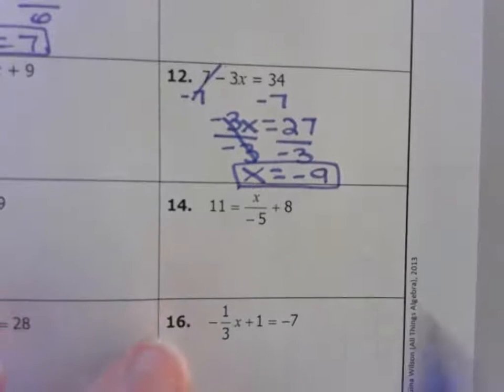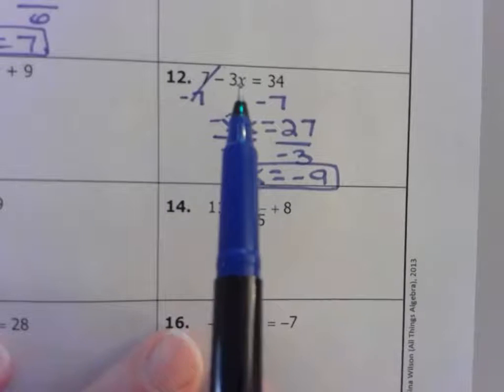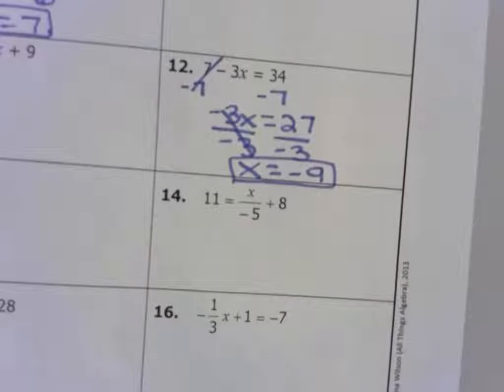Always plug it back in. Negative 3 times negative 9, positive 27. 7 plus 27, 34. Good. Okay, let's look at a couple more.